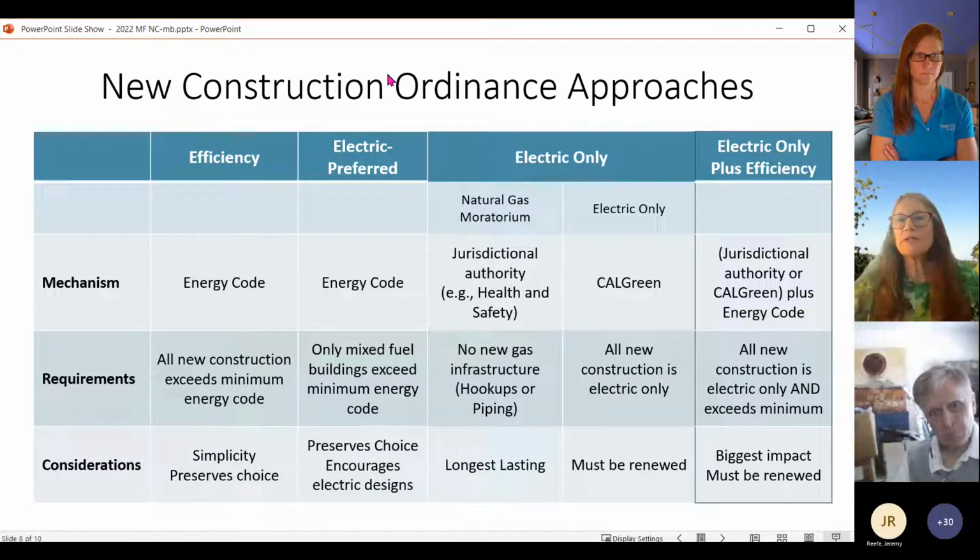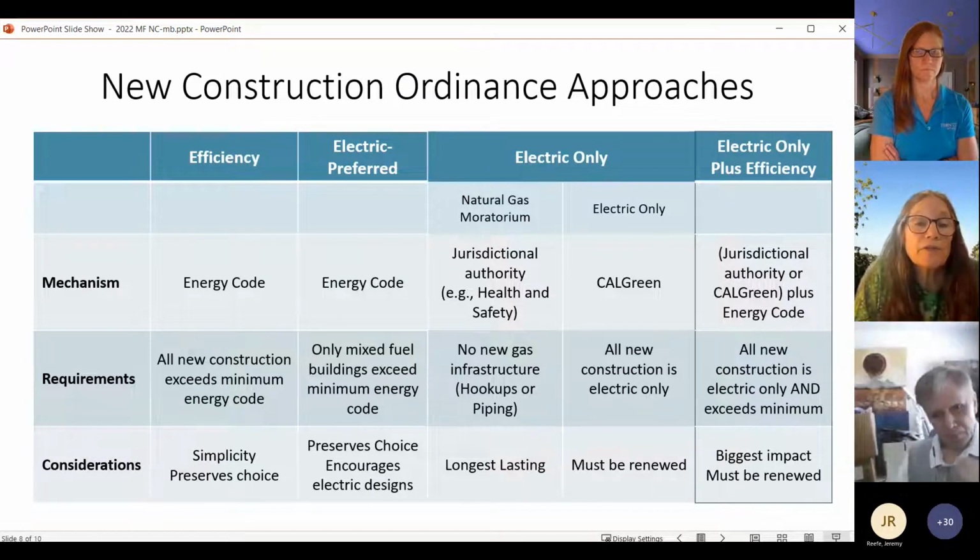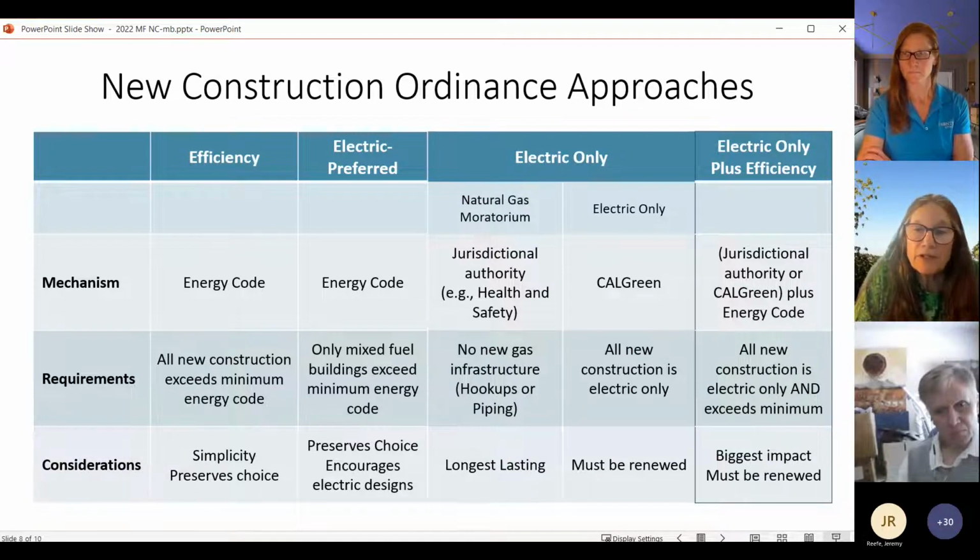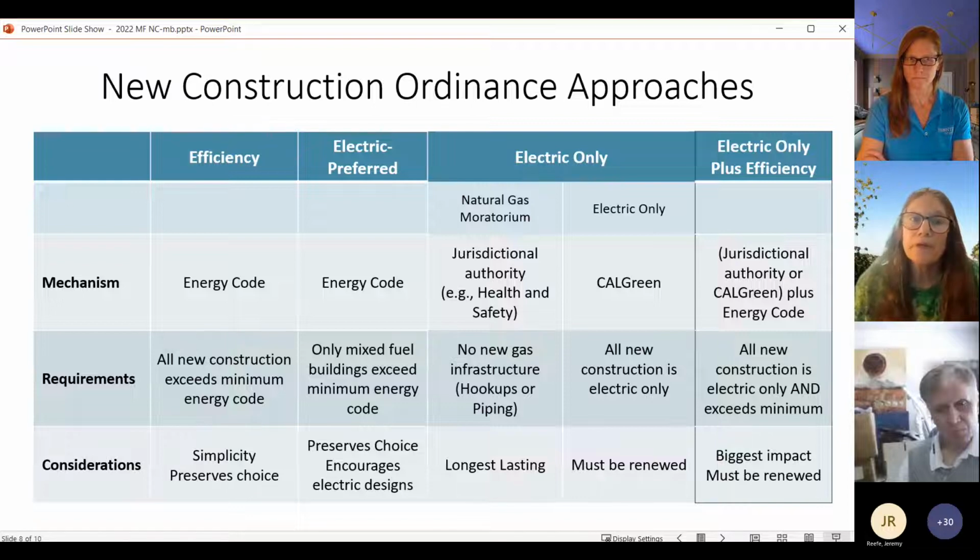The first one would be our traditional energy reach code, where you require some level of efficiency beyond the minimum compliance. That's generally something that's done through the energy code, and has to be cost effective. And basically the requirement would be all projects have to exceed the code. That's a pretty simple way of exceeding the code, and also preserves choice for people.